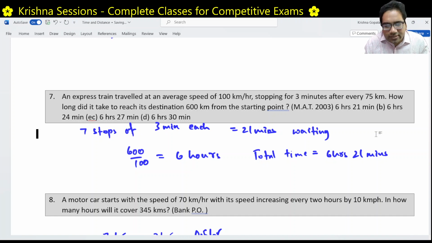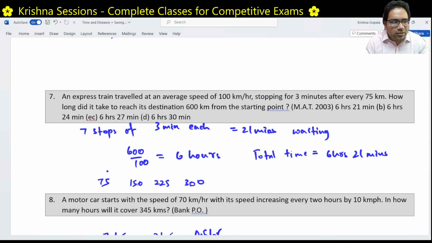Why 7 stops? 8 stops is not needed. The 8th stop is the destination. So for example, if it is 150 kilometers, 150 by 75 is 2, but still it will stop at the 75th kilometer only. So what are these stops? It will stop at 75, 150, then 225, then 300.